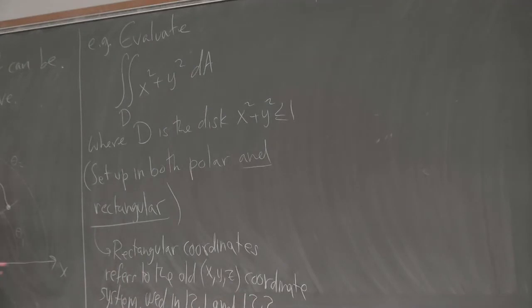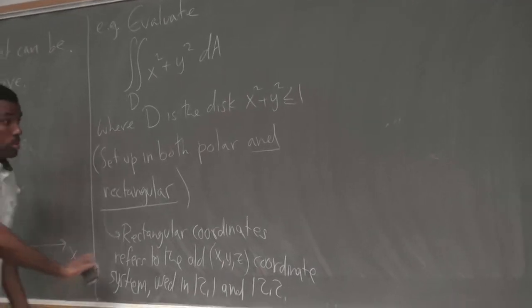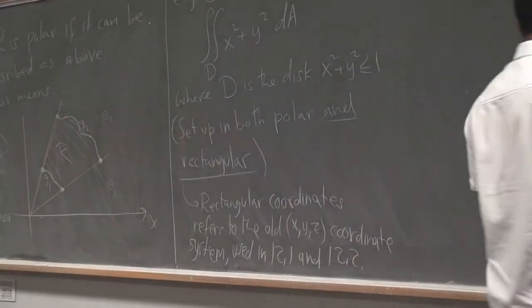Alright, so these might be words they throw at you. They might say, use rectangular coordinates. It means just the old way that we've been doing up to now. Or use polar coordinates, means doing that. Right? And later on we're going to learn other coordinate systems as well. But so far we can do that.